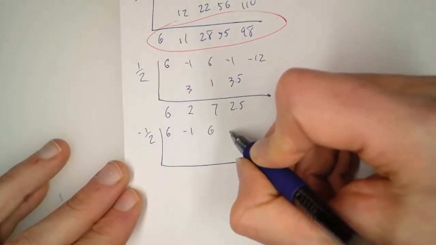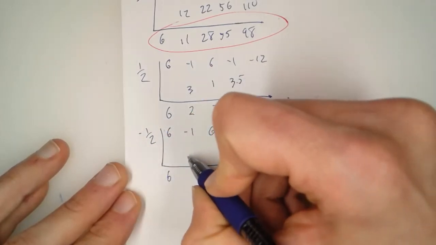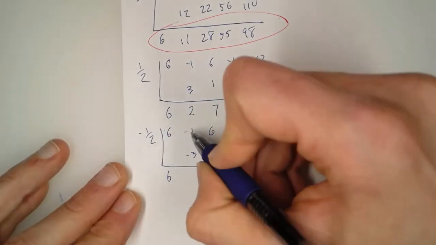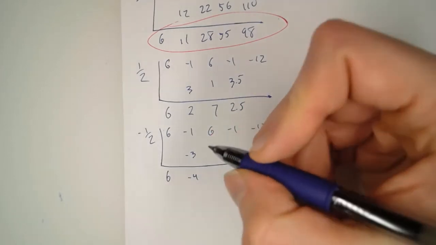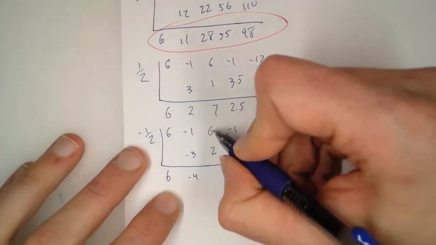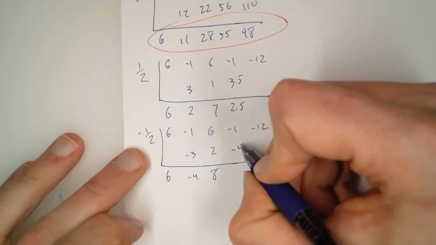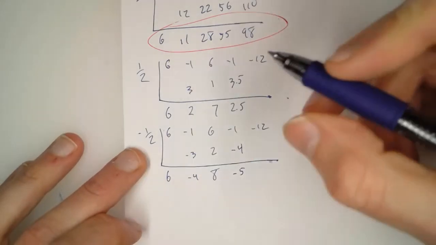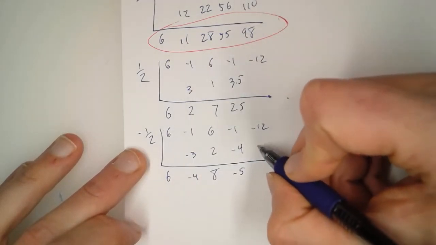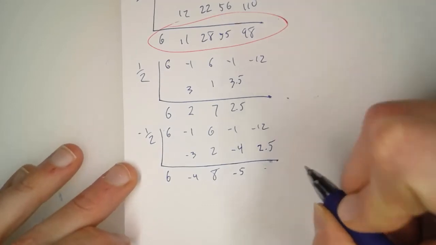6, -1, 6, -1, -12. Bring down the 6 times -1/2 is -3. -1 and -3, that makes -4. Times -1/2 is +2. 6 and 2 is 8. 8 times -1/2 is -4. So then that's -5. And that makes 2.5. And that is a negative, which doesn't work.